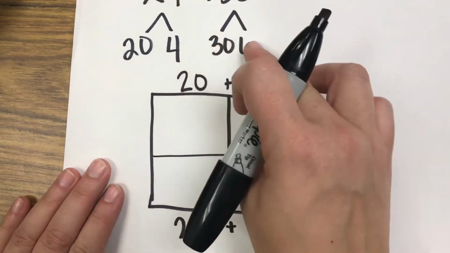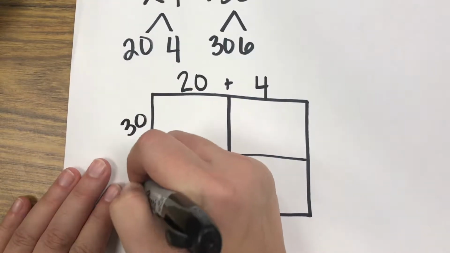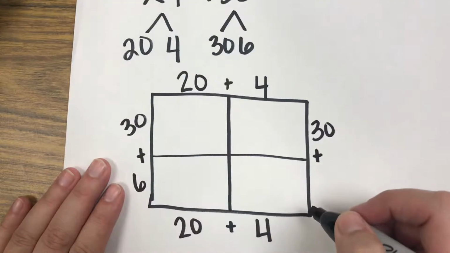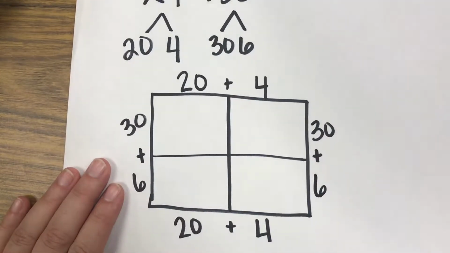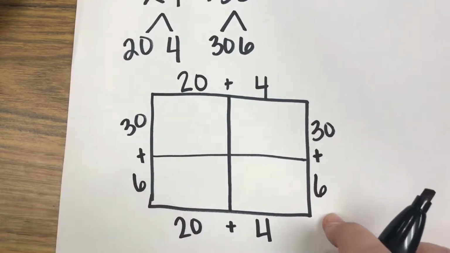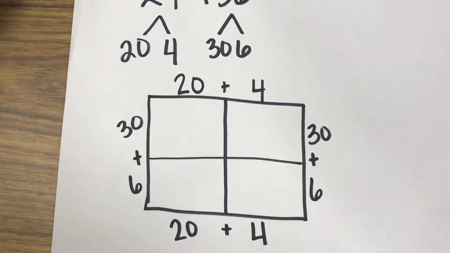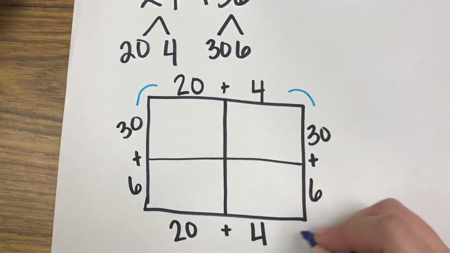For our next number, it is 30 and 6, so I'm going to label now going down my sides 30 and 6. And again, because I know the rules of geometry and I know my shapes, I know that the opposite sides are equal. So I now have each side labeled, and what I'm asking my students to do is go to each corner and multiply each corner.